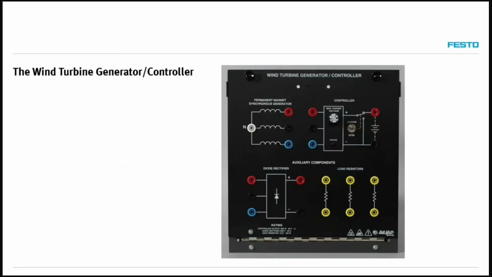So here is the front plate of the module I was talking to you about, our wind turbine generator controller. And you will see on this faceplate that we, again, try to provide you everything required to achieve most of the exercises in the course.